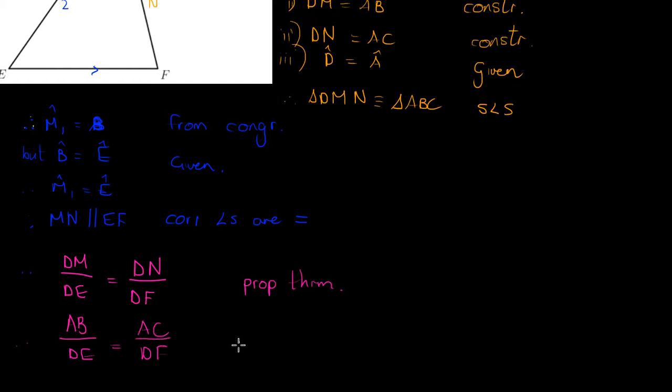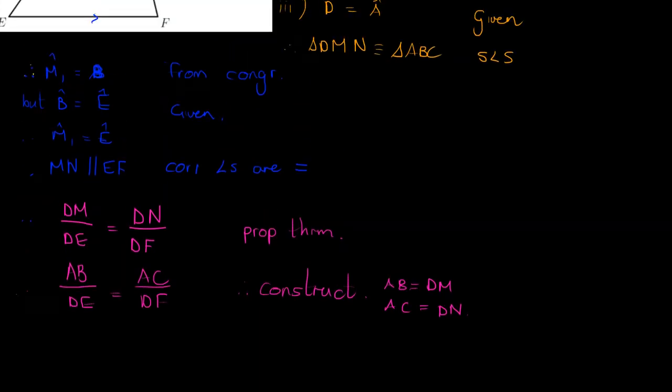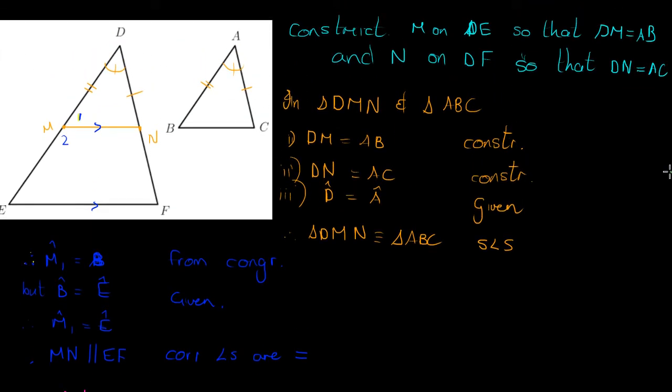Why can I say that? Because of the construction. Because of construction, AB is equal to DM and AC is equal to DN. And there I've proven it. So when is something similar? Something is similar when its angles are equal and its sides are in proportion.